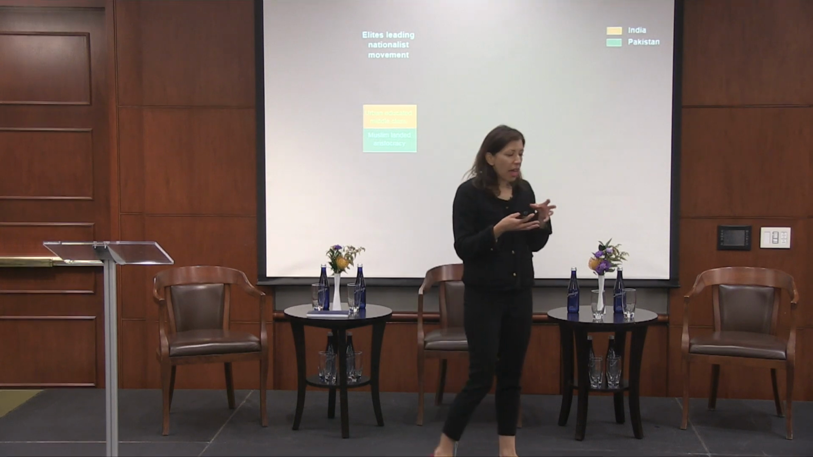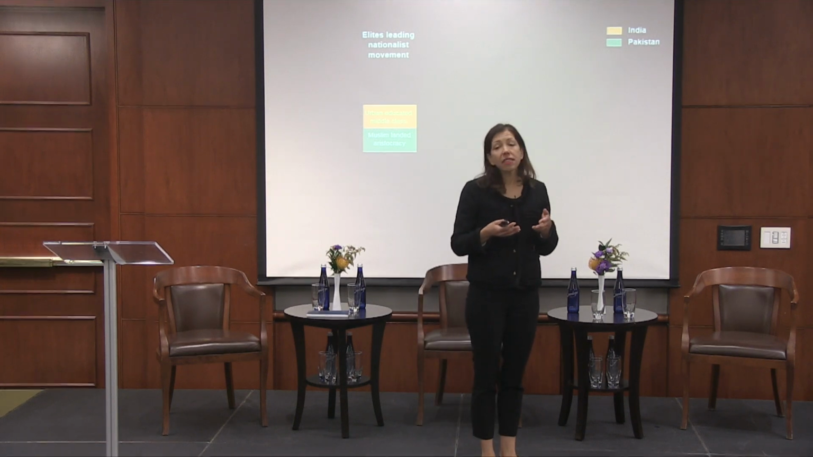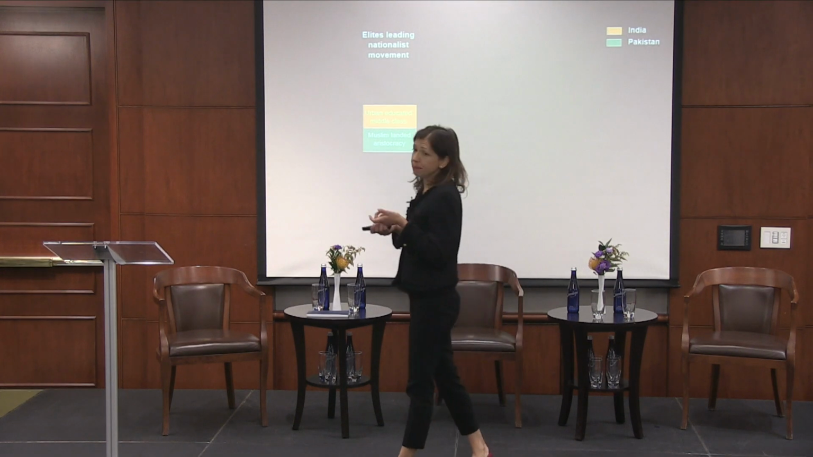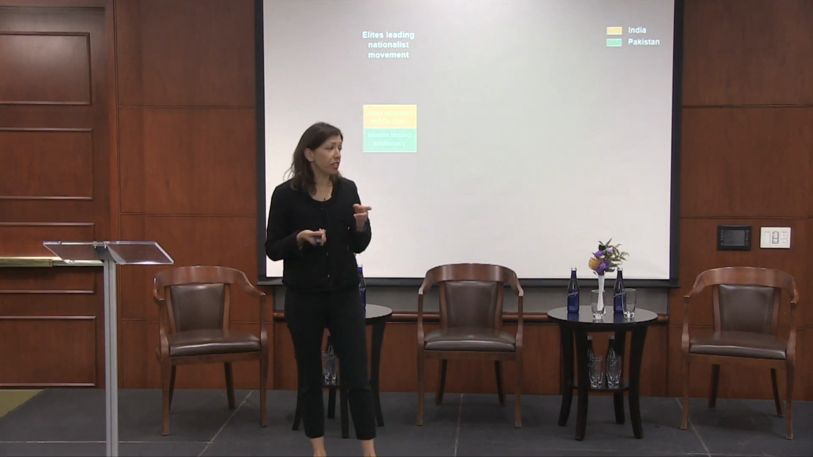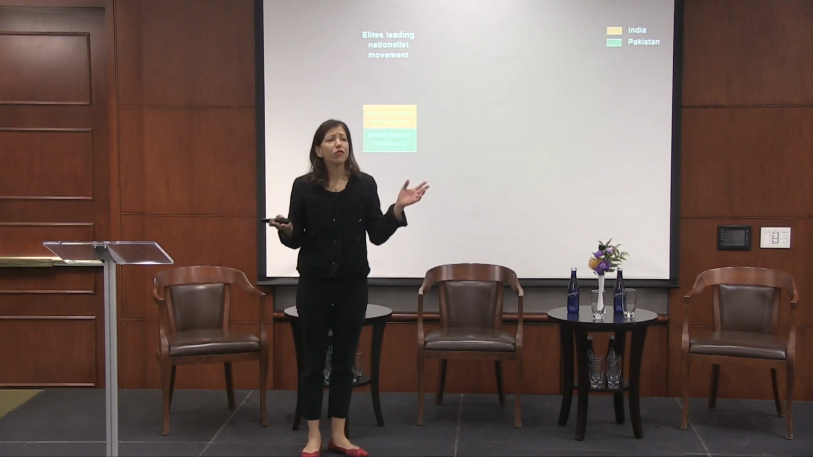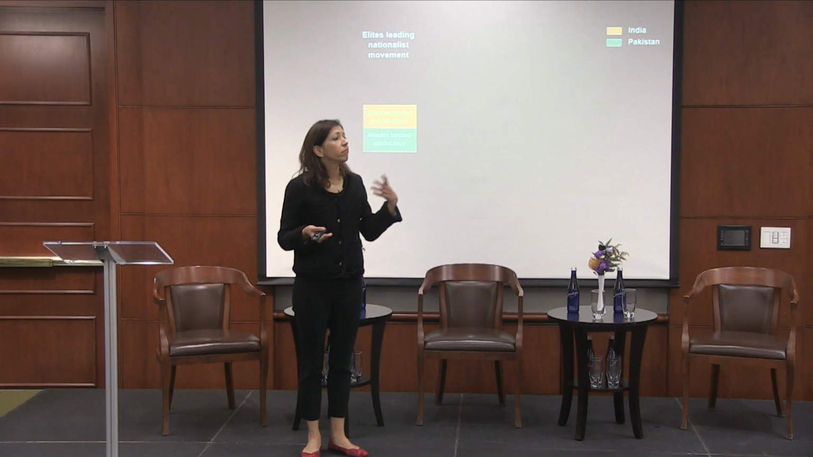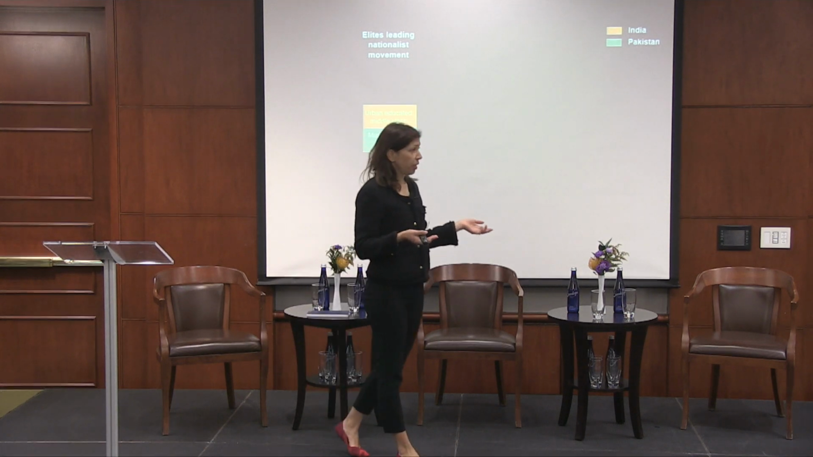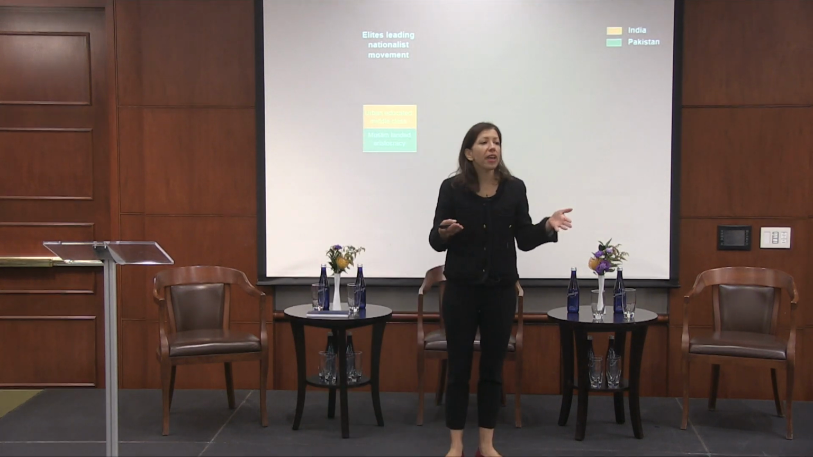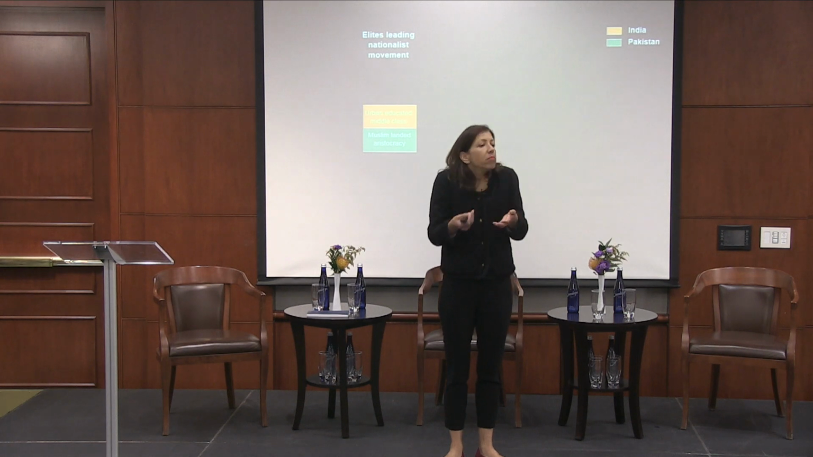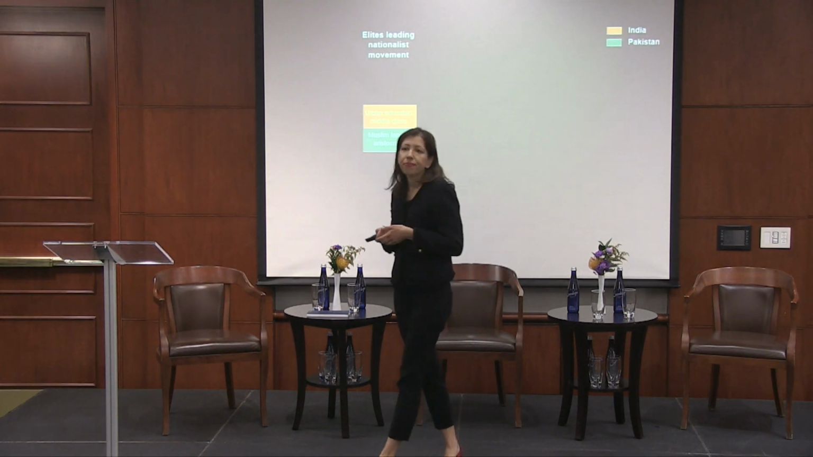And it's this overlap of interests that leads them in 1885 to set up this organization called Indian National Congress that's at first not at all interested in advocating for democracy. It's just interested in opening up the institutions of government because that benefits them.